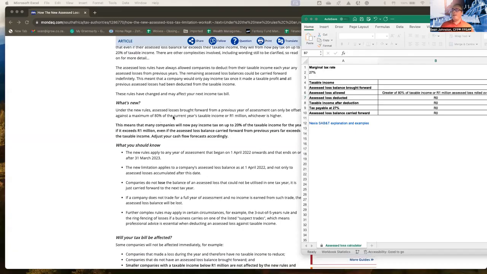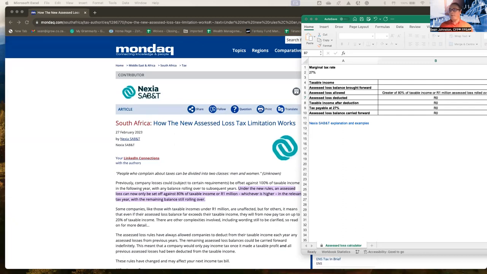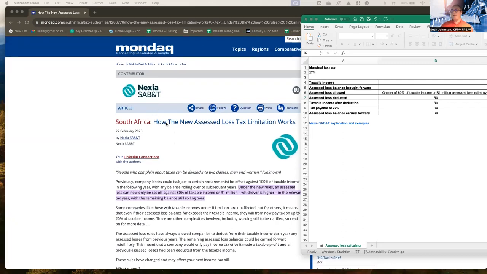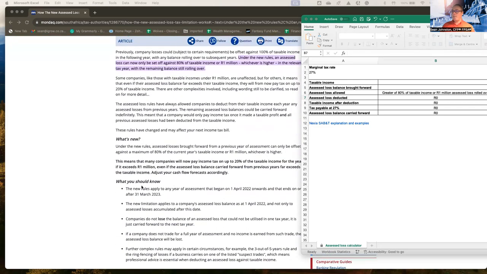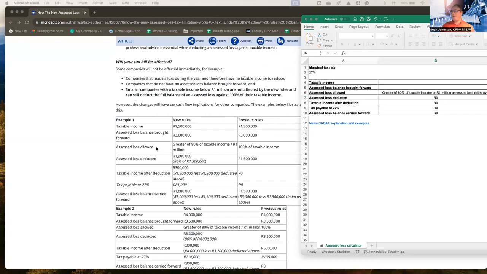This is on Mandag. The contributor was Nexia SNG. Thank you very much for this contribution. The article was released on the 27th of February 2023, and basically it gives you the new rules, when they are applicable, and how they will impact the previous rules when applying the different scenarios.